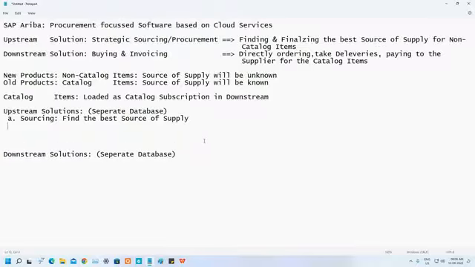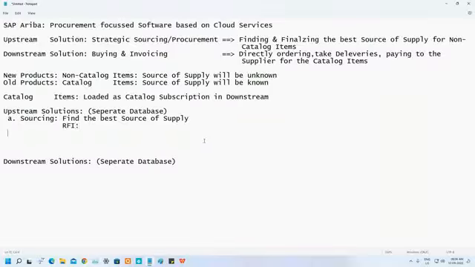Now, within that, you have RFI and you will have RFP majorly. Request for information and request for proposal. Now, what will we do in RFI and RFP over here? What's the major thing which we will do over here?